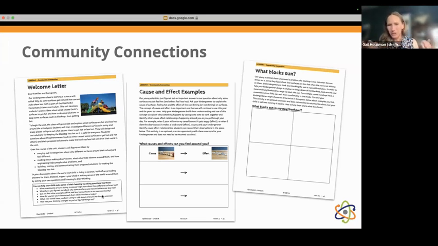So a couple of examples here are the welcome letter that goes home at the beginning of the unit to give adults an overview of what kids are working on in the unit, and it has some sample questions to ask your kid to figure out what's happening and how they can talk about what they're figuring out. And then there are two examples here. The cause and effect example is where kiddos find and talk about other causes and effects in their day-to-day life, so they can talk about that with another adult.